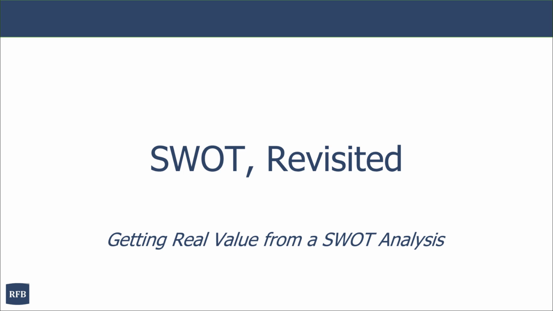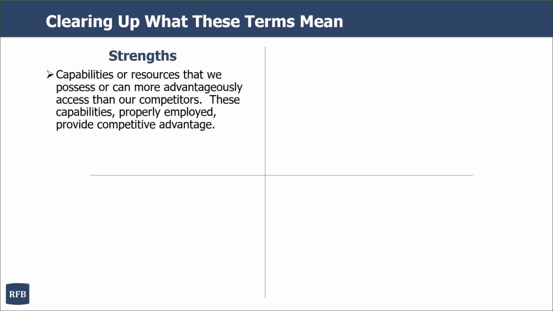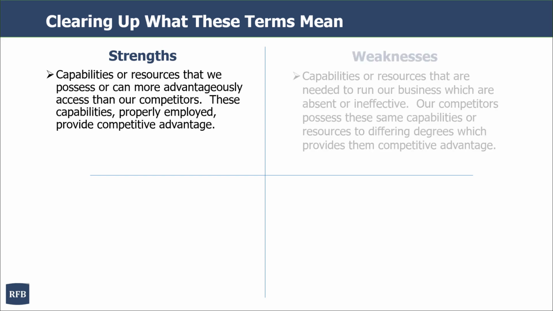If we're going to do a good SWOT analysis, we need to be specific about our terms and what they mean. We use the words strengths, weaknesses, opportunities, and threats in everyday speech. But these terms have particular meaning as they relate to strategic planning. In this context, strengths refer to the capabilities, the resources that we possess or can more advantageously access than our competitors. These provide us competitive advantage.